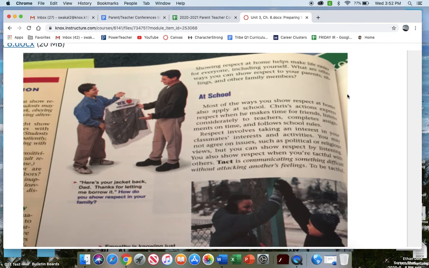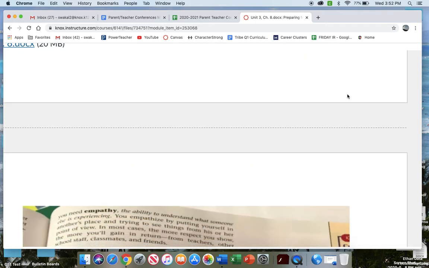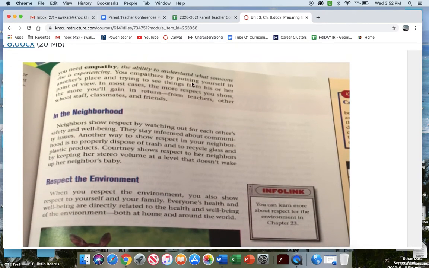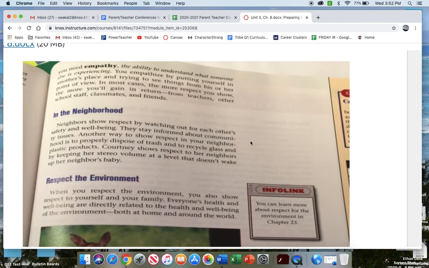In the neighborhood is the next paragraph. Oh, I didn't scroll down the page either. Sorry about that. So I just read the part about empathy up here. And then I'm in this section of in the neighborhood. Neighbors show respect by watching out for each other's safety and well-being. They stay informed about community issues. Another way to show respect in your neighborhood is to properly dispose of trash and to recycle glass, newspapers, cans, and plastic products. Courtney shows respect to her neighbors by keeping her stereo volume at a level that doesn't wake up her neighbor's baby.